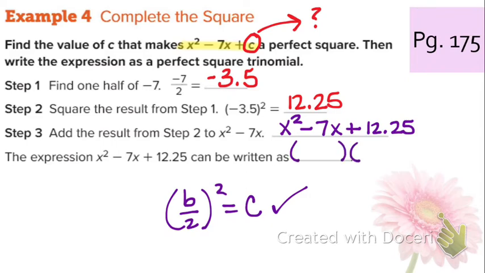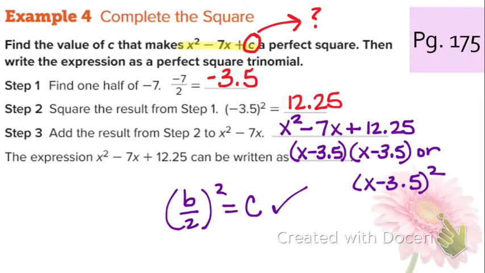I'm going to write it. This factors down to x minus 3.5 times x minus 3.5, which can also be written as x minus 3.5 squared. It is a perfect square trinomial.